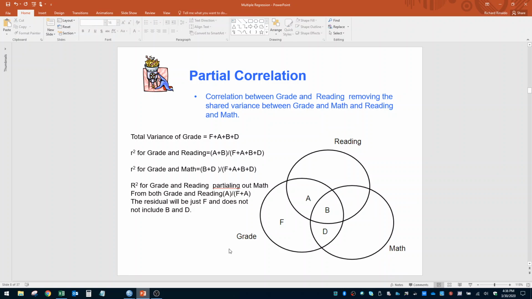This means that for a partial correlation, the r squared, or r, will be higher than that seen for the semi-partial. And the reason is the denominator is different, is lower, is smaller. So it's the F and the A, which produces a larger correlation.